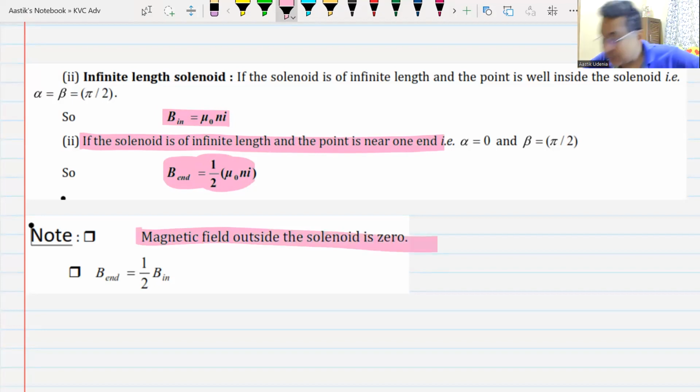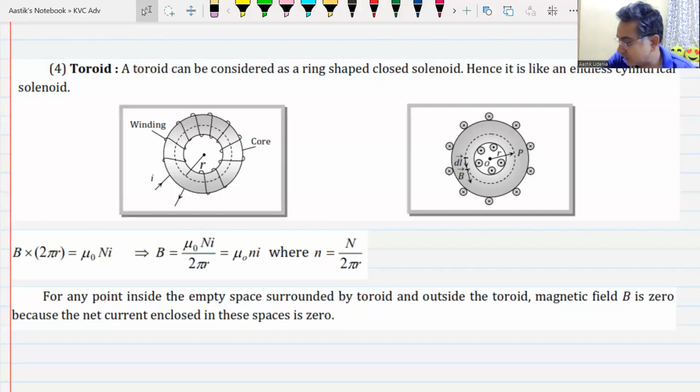Outside the solenoid, the magnetic field is taken as 0. At any point inside, it is mu naught Ni. At any point on the end, it is mu naught Ni by 2. I'll give you 2 minutes to note this down. Then we move on to the last heading of this particular section.